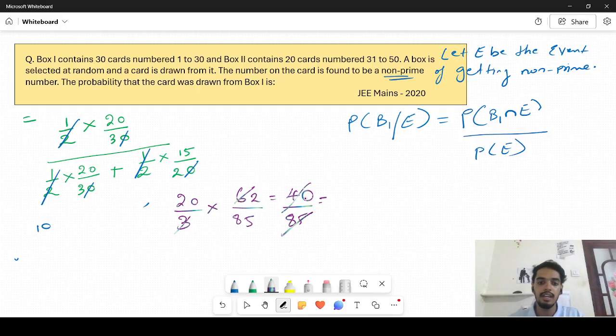I think it will be going in 5 steps, right? 8, and this will be 70, 8 by 70. So the answer is 8 by 70, right?